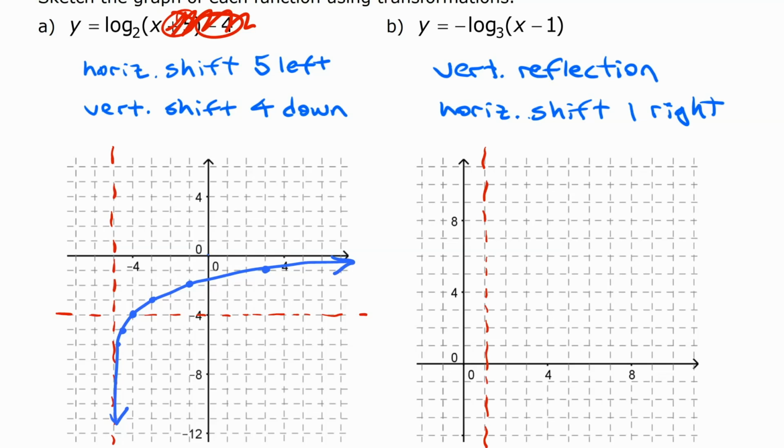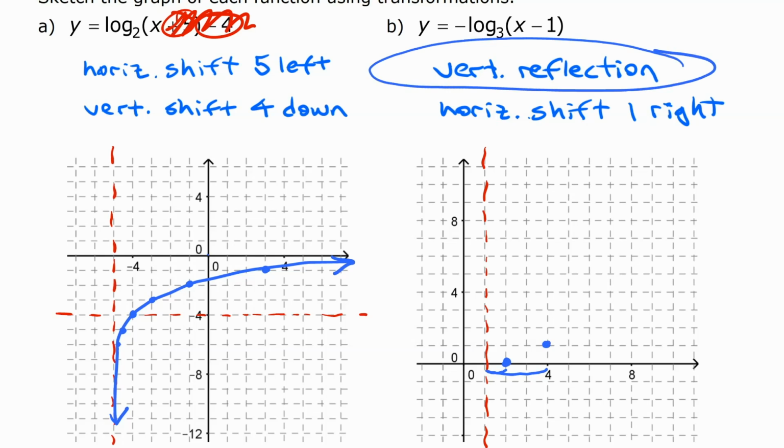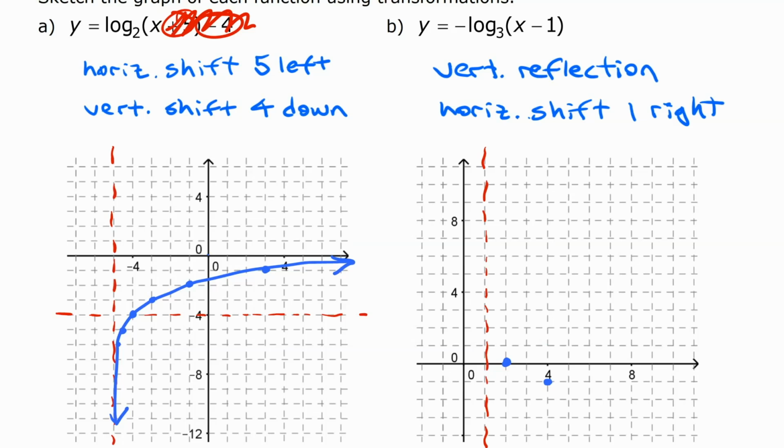Log base 3 is going to be the same as always here. Log base 3 of 1 is 0. Log base 3 of 3 would normally be up here 1, except I'm doing this vertical reflection, so instead of up above there, I'm going to put it down here. It's going to be below, right? And then the same thing.